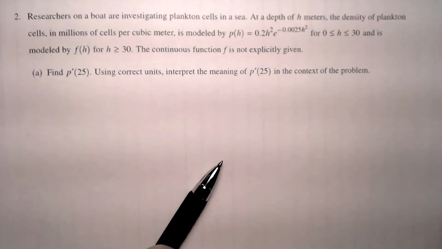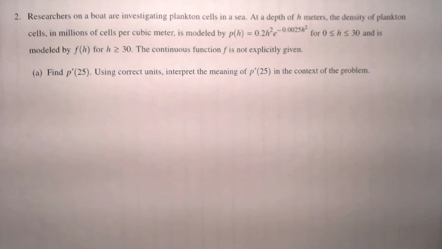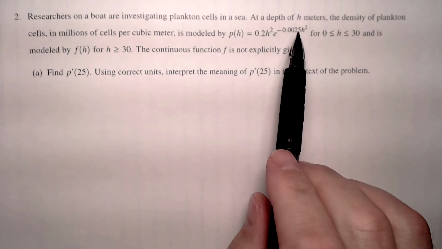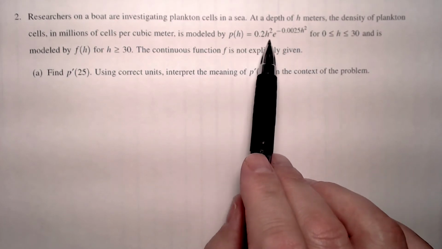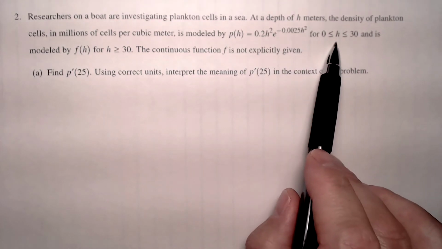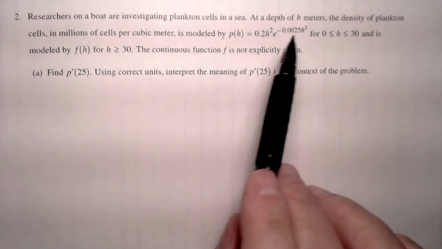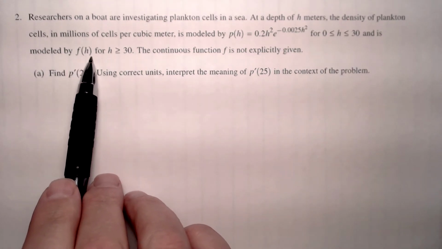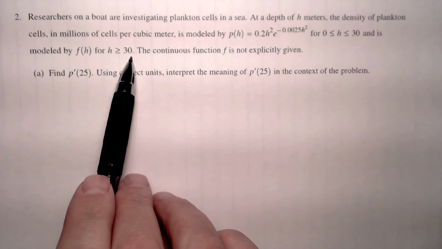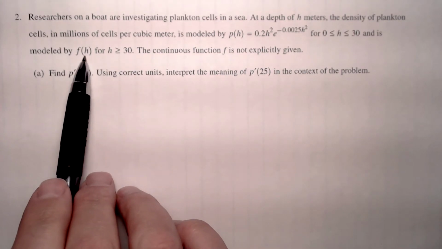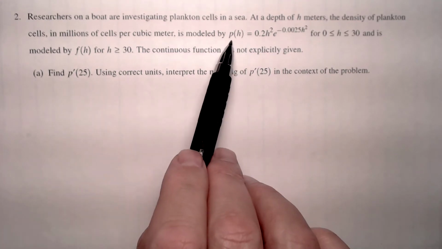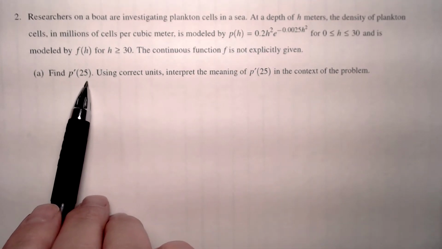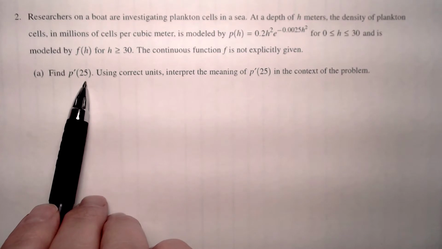In this question, we are given that the researchers on the board are investigating plankton cells in a sea, and at the depth of h meters, the density is given by this function for h less than 30 meters, and then by another function f of h for h deeper than 30 meters. And so h is not given to us. So we need to find the derivative of the function p and evaluate at h equals 25.